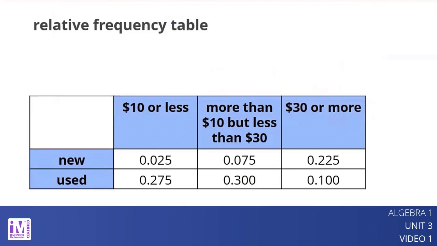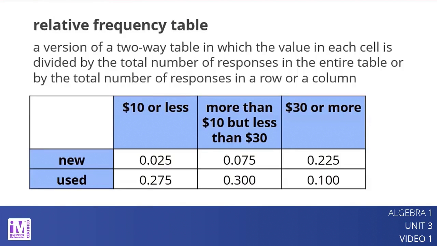Converting two-way tables to relative frequency tables can help reveal patterns in paired categorical variables. Relative frequency tables are a version of a two-way table created by dividing the value in each cell in a two-way table by the total number of responses in the entire table, or the total responses in a row or a column. Depending on what patterns are important, different types of relative frequency tables are used.